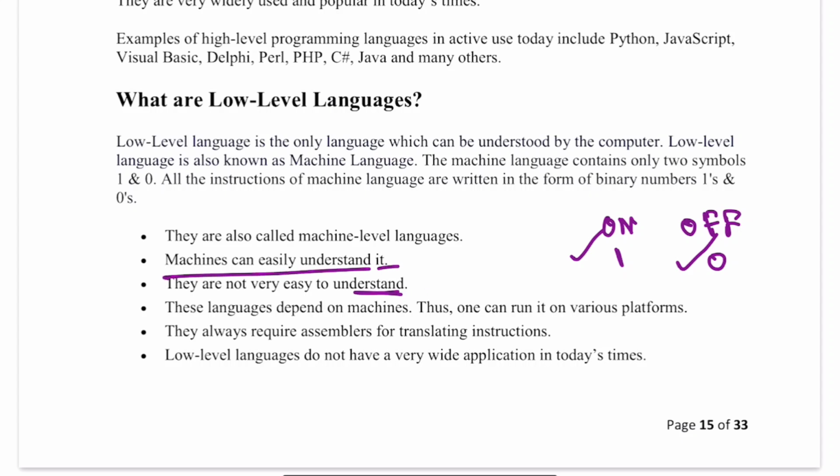Okay, so machines can easily understand it. They're not very easy to understand for humans. These languages obviously depend on machines, and they require assemblers, that as I told you, they require assemblers for translating and to understand the language.